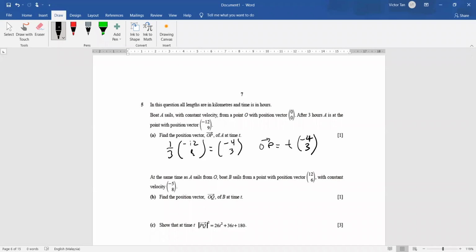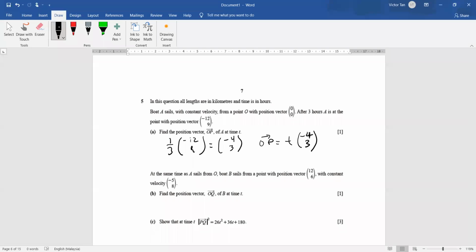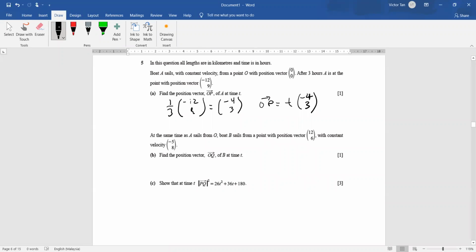At the same time as A sails from O, boat B sails from a point with position vector 12, 6, with constant velocity minus 5, 8. Find the position vector OQ. So this is like a vector equation in A level. The starting point is 12, 6. OQ will have a starting point of 12, 6 plus the time in hours times the velocity. Okay, so that's the answer.